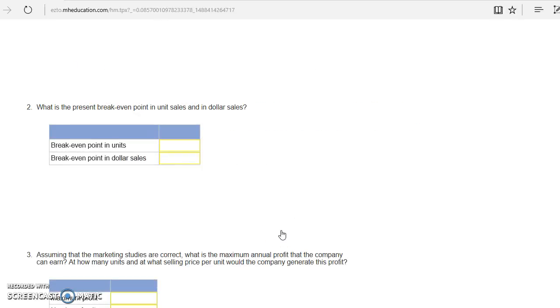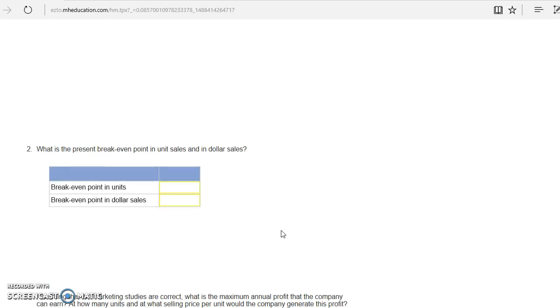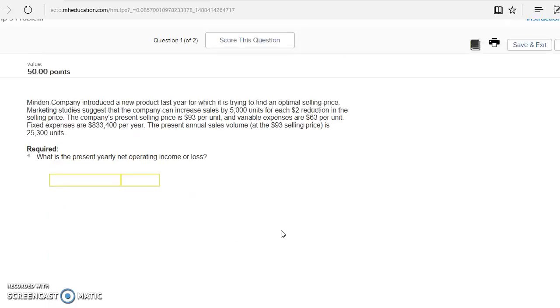So the next question is, what is the break-even point in units and what is the break-even point in dollars? This is relatively easy to do once you have figured out the contribution margin and the contribution margin ratio. I just want to make sure that the contribution margin is the same. The problem switched a little bit. Every time I open it, it gives me a different number. But the contribution margin is still $30.